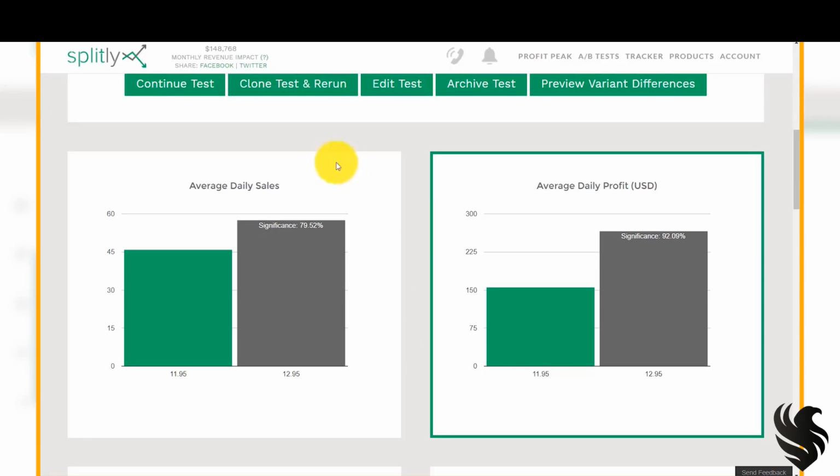So we see here, average daily sales, the $12.95 one got quite a bit more. Looks like it's close to 57.5 sales per day, whereas $11.95 got 45.75 sales. And how did that reflect in the profit? We see here, average daily profit for the $12.95 was $265.59, whereas the $11.95 was $155. So that's a $100 difference.